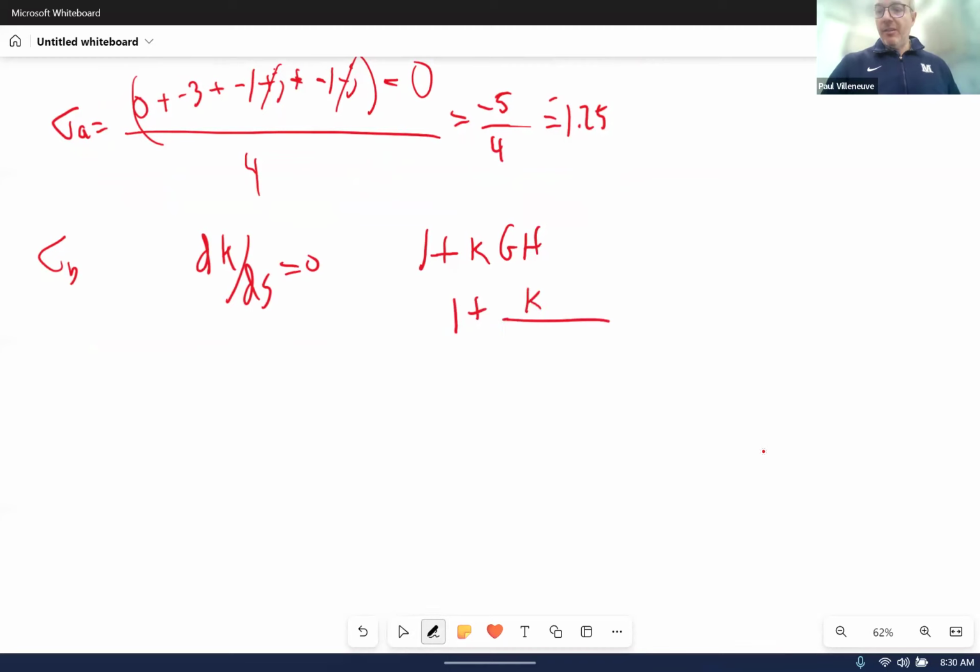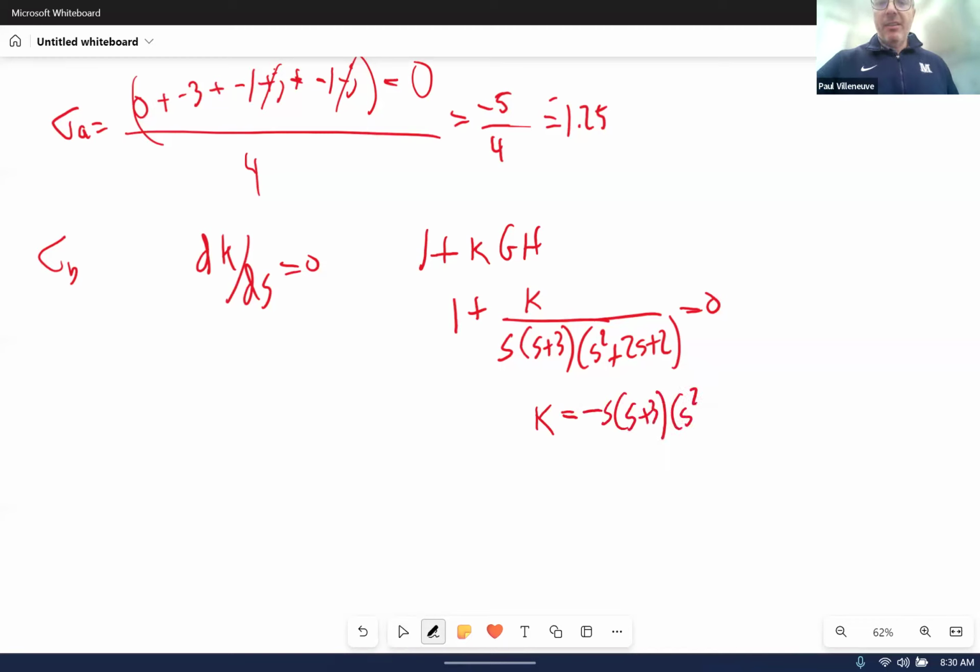Oh, this is really slow, sorry. Over S times S plus 3 times S squared plus 2S plus 2. That's equal to 0, so I'm going to solve for K. My K equation is equal to, sorry, this is acting really funky, minus S times S plus 3 times S squared plus 2S plus 2.